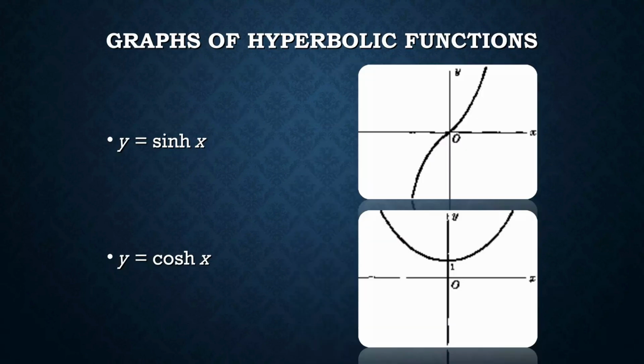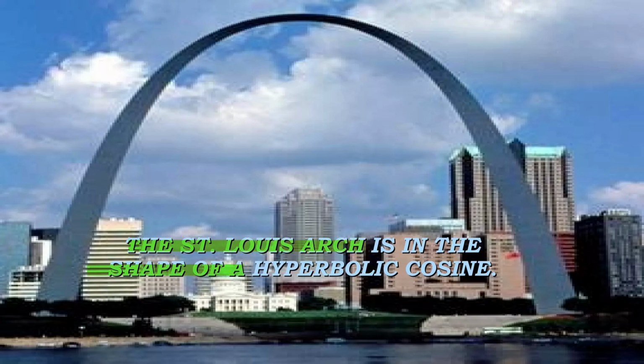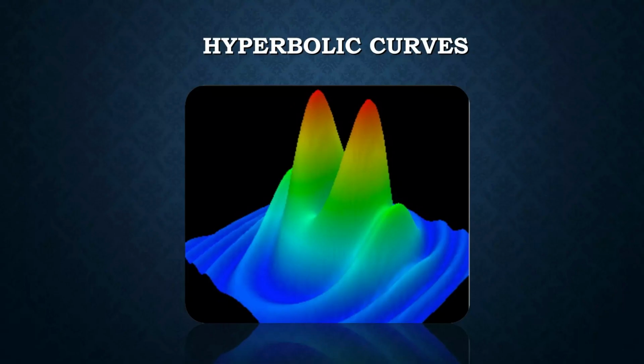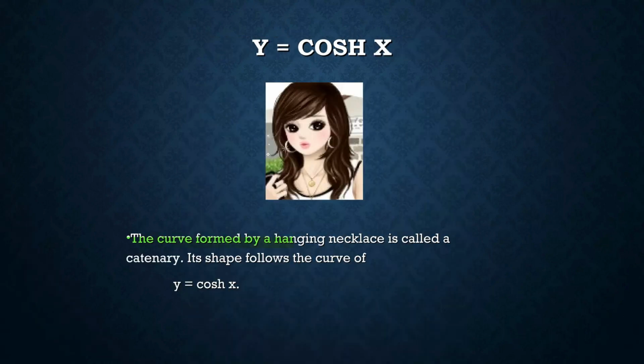The graph of hyperbolic functions. Y equals sinh x is given in the upper graph and y equals cosh x is given in the lower graph. The St. Louis Arch is in the shape of a hyperbolic cosine. The hyperbolic curves are very useful and regarded as a very important factor to study. The curve formed by a hanging necklace is called a catenary. This shape follows the curve of y equals cosh x.